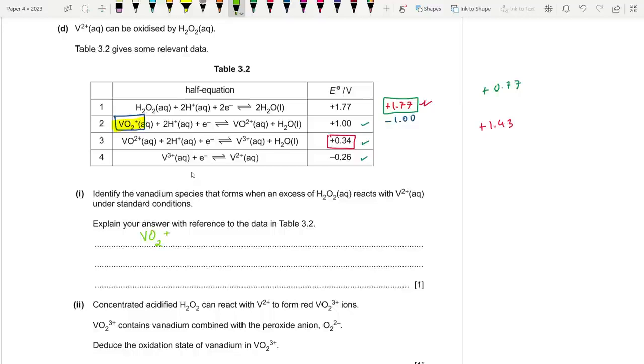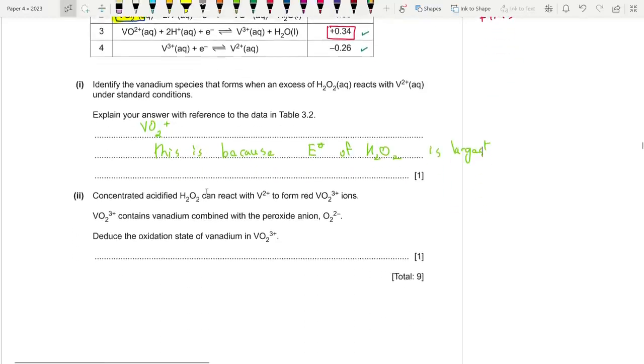and the reasoning is, this is because the standard electrode potential of H2O2 is positive. Check that it's more positive than all three of these, right? H2O2 is the largest, or the most positive, so anything works. Concentrated acidified H2O2 can react with V2 plus to form VO2 3 plus ions.